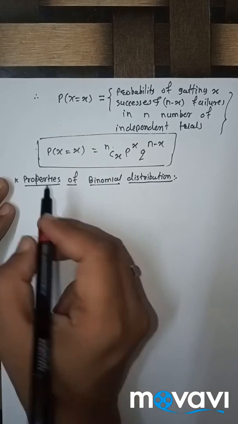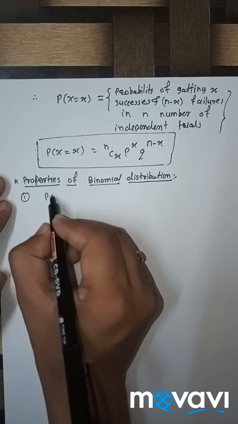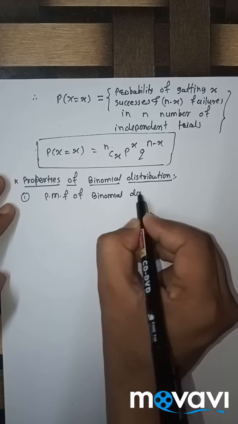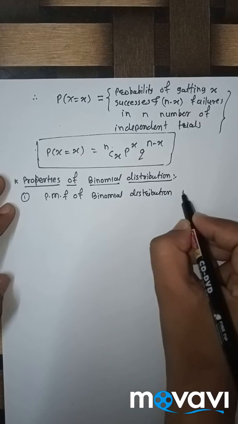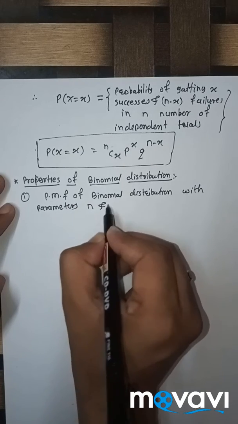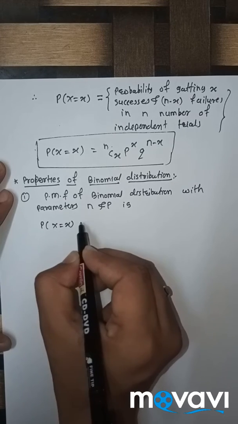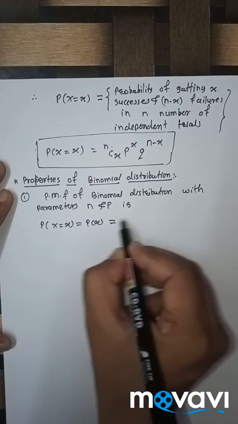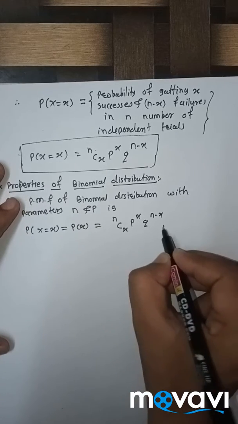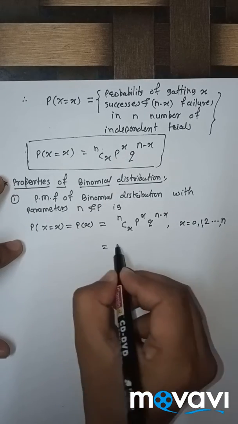Properties of binomial distribution. First property, its probability mass function, PMF of binomial distribution with parameters n and p, is probability of X equal to small x. We can denote it as probability of X is equal to nCx p raised to x q raised to n minus x, where x is 0, 1, 2 up to n, and this is equal to 0 otherwise.